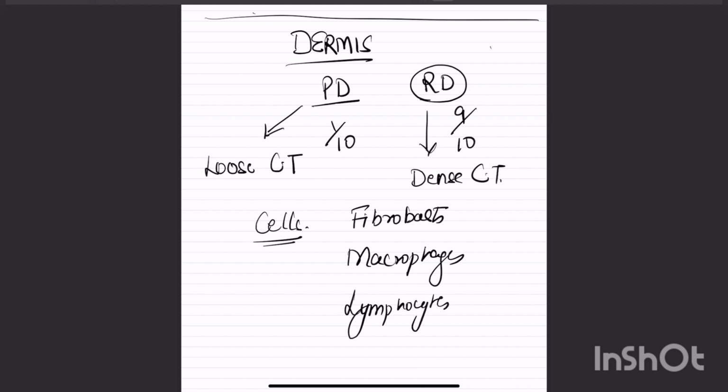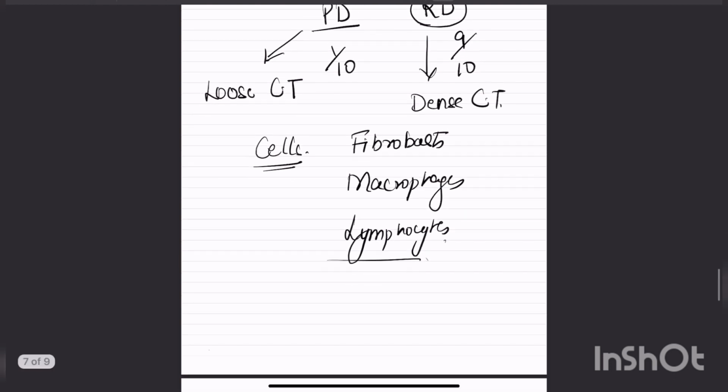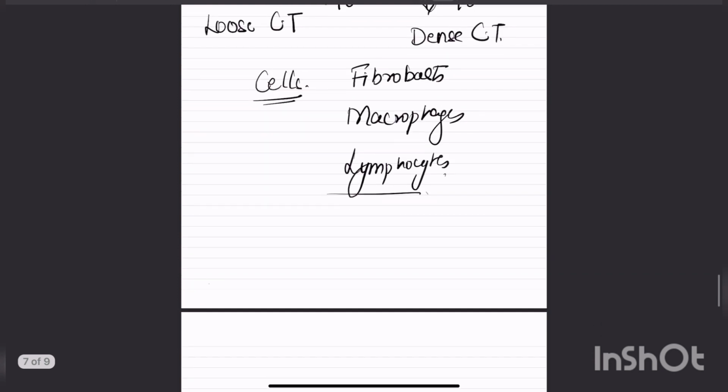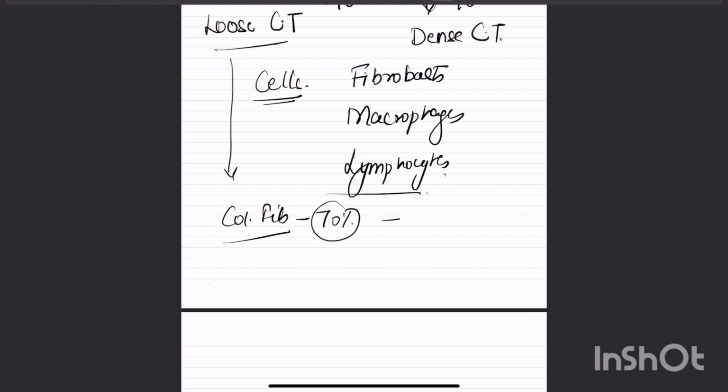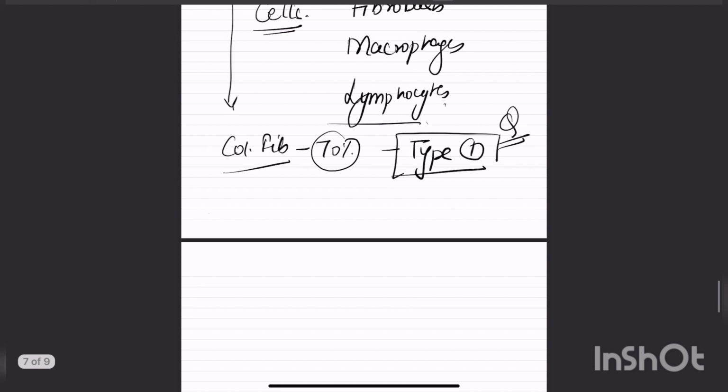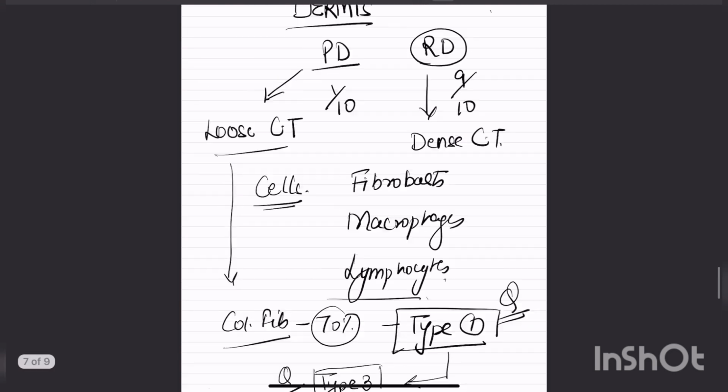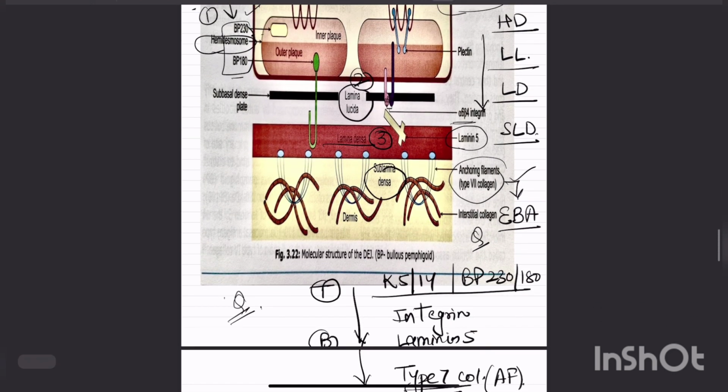Now, the connective tissue of dermis is composed of collagen fibers, 70%. And we have type 1 collagen fibers. These are the most common type of collagen in skin, followed by type 3 collagen. Important question again. So these cover almost all the important questions that are being asked on basic dermatology.